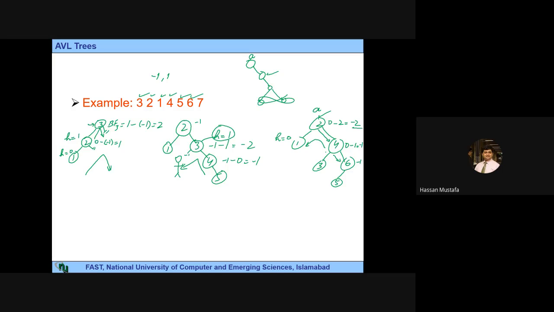Okay, we have the case that the imbalanced node, that is the root node, has right side heavy and towards its right again the right side is heavy. So that's a right of right. So that's a single left rotation case. Got it? So single left rotation case.